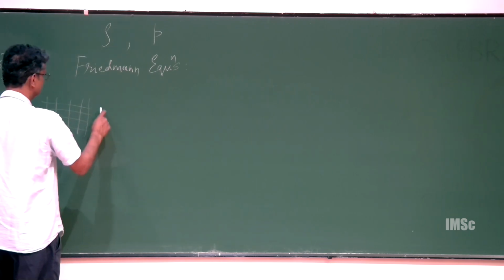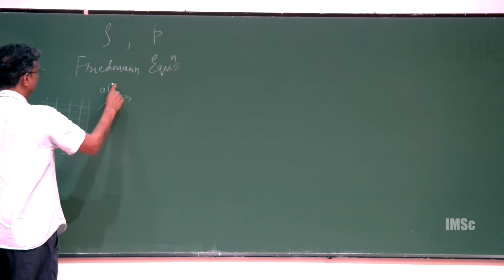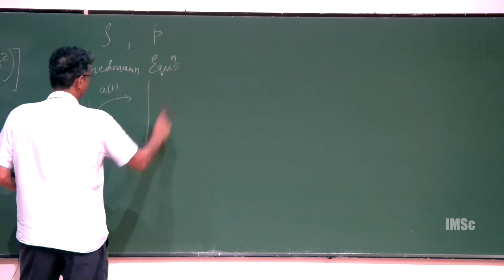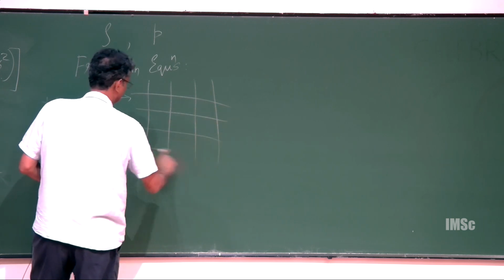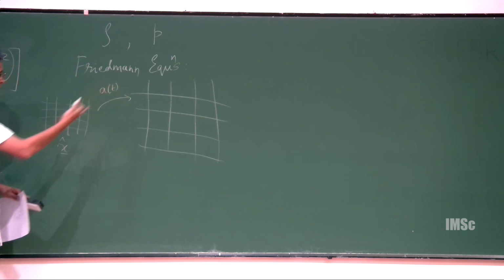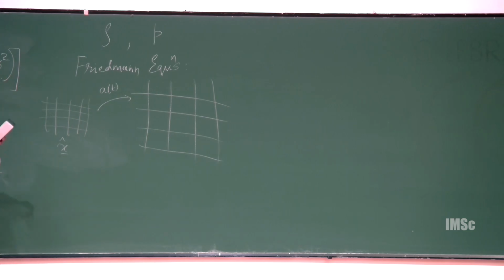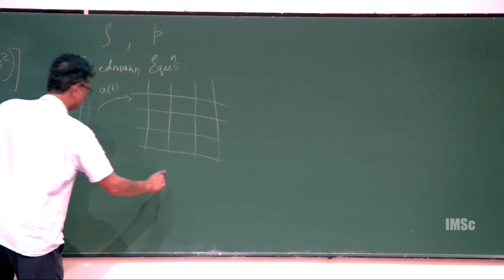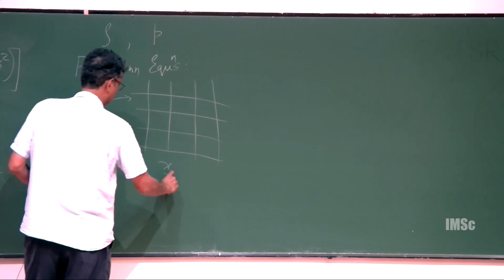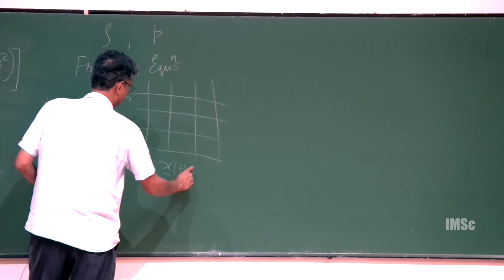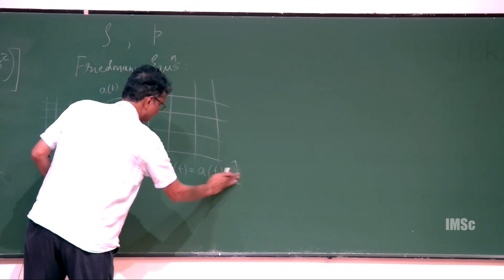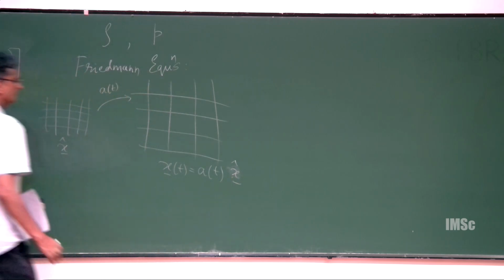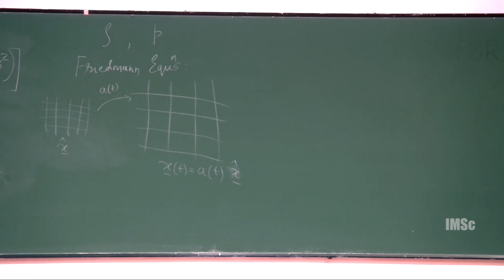And so this will be some coordinate system that I set up. And then if I say that this thing gets multiplied by a of t, and if a of t is bigger than 1, then all length scales are stretched. It becomes a bigger grid. And so here I would say that this is the coordinate x, which now is a function of time because I scale these with the scale factor, right?